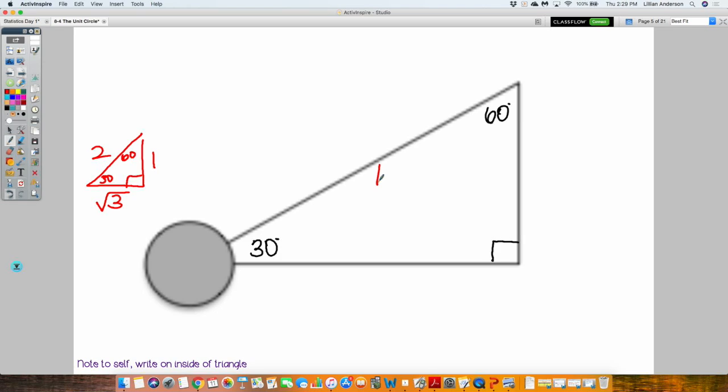Okay? Now the side across from the 30, because it's a 30, 60, 90 degree triangle, needs to be what? It's going to be 1/2. Because again, the side across from the 30 is half of the hypotenuse. Does everybody follow me? So the hypotenuse is 2, this side is 1. Since this is the unit circle, this is 1, so this has to be 1/2. And then the side across from the 60 is nothing but the side across from the 30 times the square root of 3. So what's going to be this side here in our triangle?